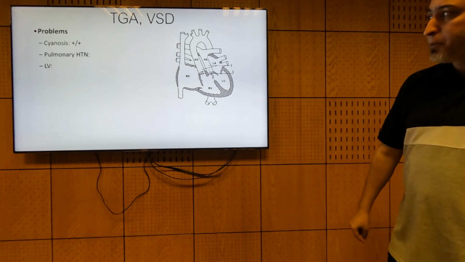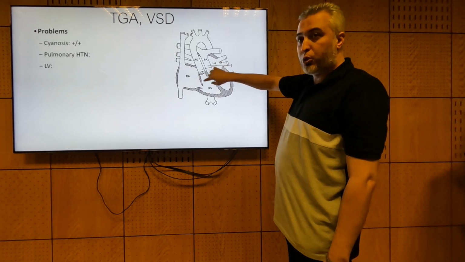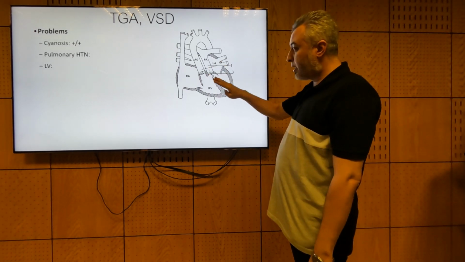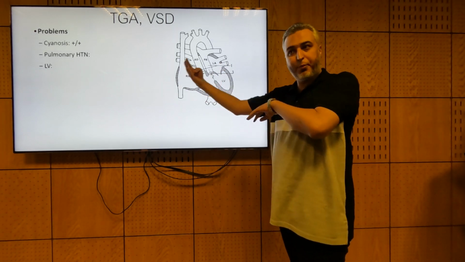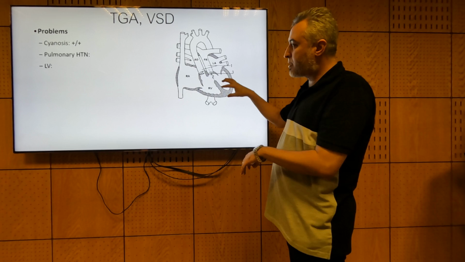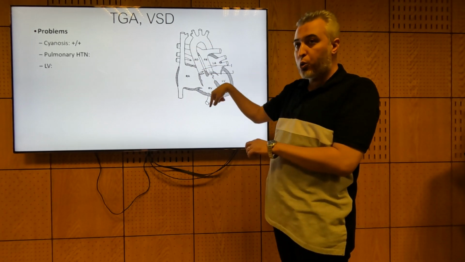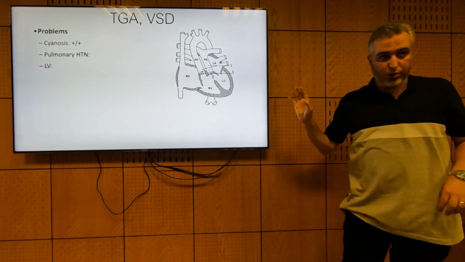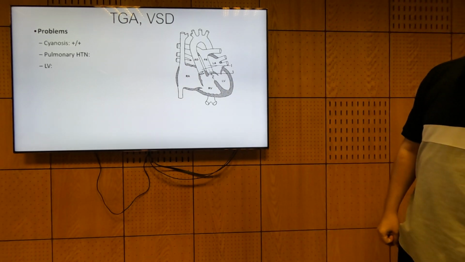So would this patient be pulmonary hypertensive? Yes, because now there's a big communication between both ventricles, and so there's direct transmission of pressure from the right ventricle to the left ventricle to the pulmonary arteries. So during systole, pressure in the aorta, RV, LV, and pulmonary artery will all almost be the same. So these patients have pulmonary hypertension with very high pulmonary flow.